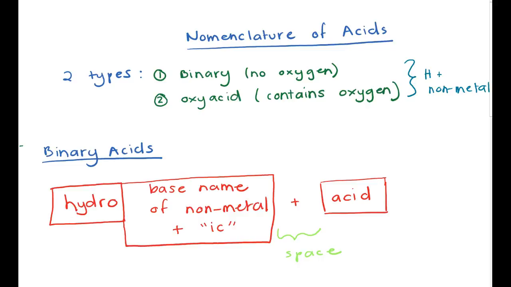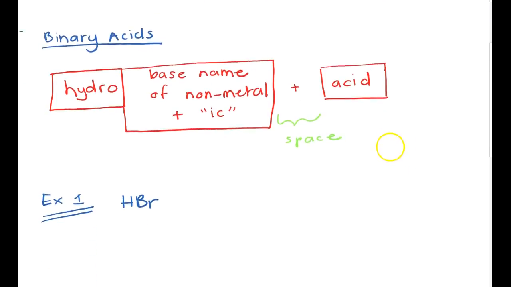This is the nomenclature of acids, and the first thing we should do is define what an acid is. So it's going to be hydrogen plus any nonmetal, and we have two types. A binary acid is going to contain no oxygen, and an oxyacid is going to contain an oxygen. So we have different rules for naming each one of those. Let's start with binary acids.